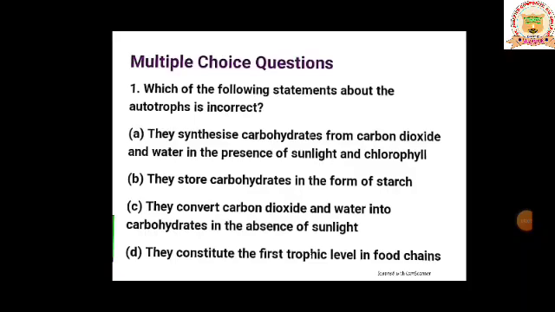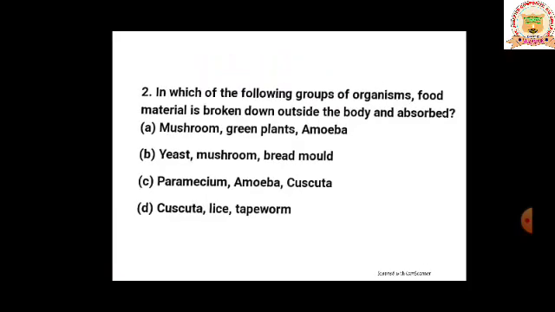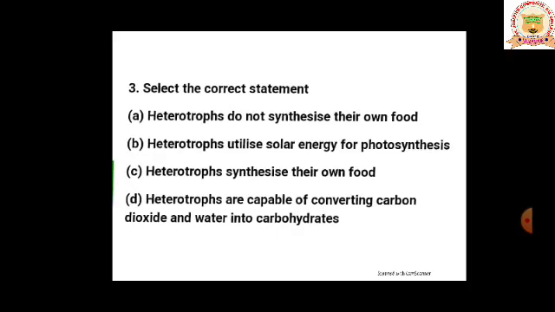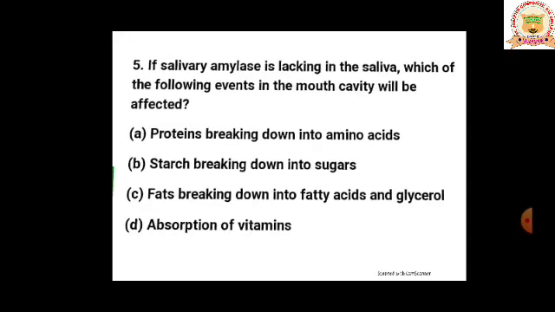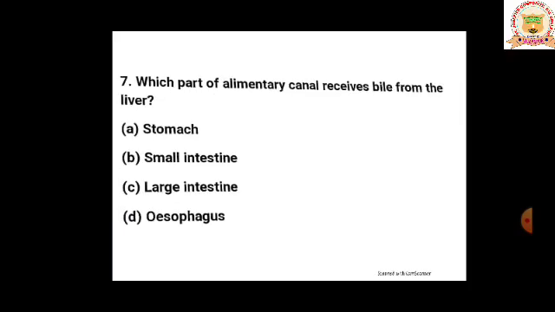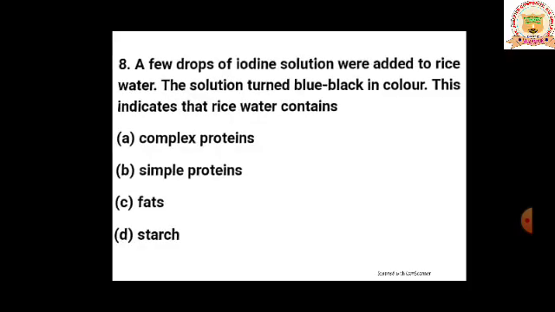These are certain multiple choice questions which will help you to solve it in your board examination. So solve and send the answers to us. First one, I hope no need to read for you. You can read and send me the answers. Fine? Second question. Third one. This is the fourth. Fifth. Sixth. Seventh. Eighth. Ninth.